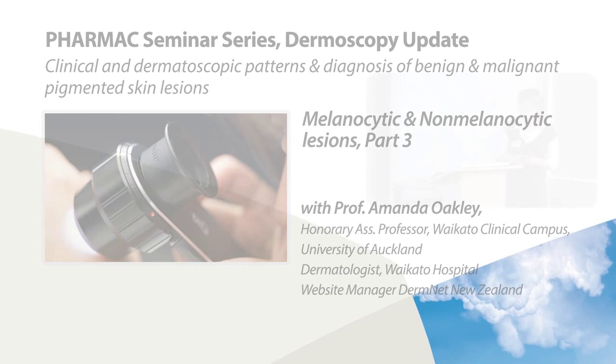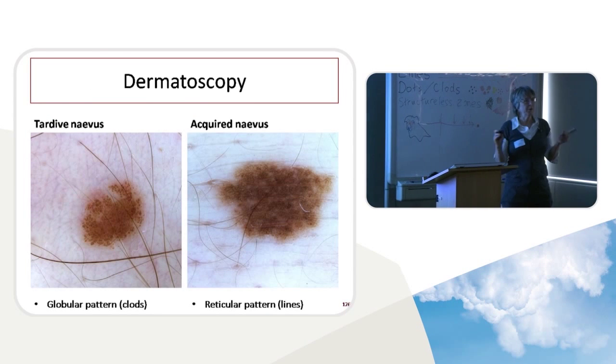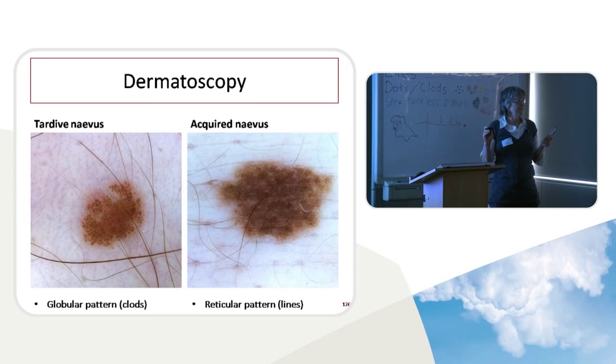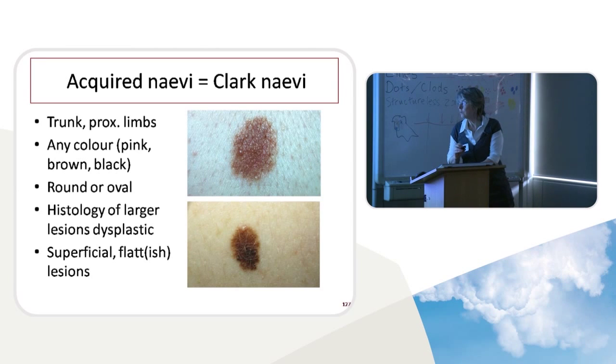This reticular pattern indicating that it was superficial and had come on later. That's the only thing to remember from this slide, that flat lesions tend to have arrived later on. So they're also called Clark nevi, and they're more common on the trunk than elsewhere.